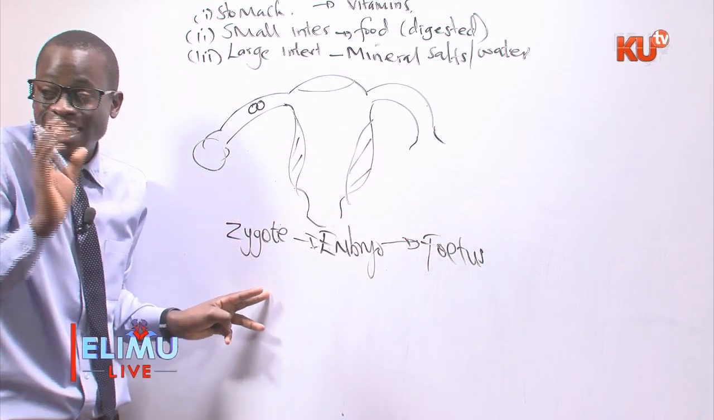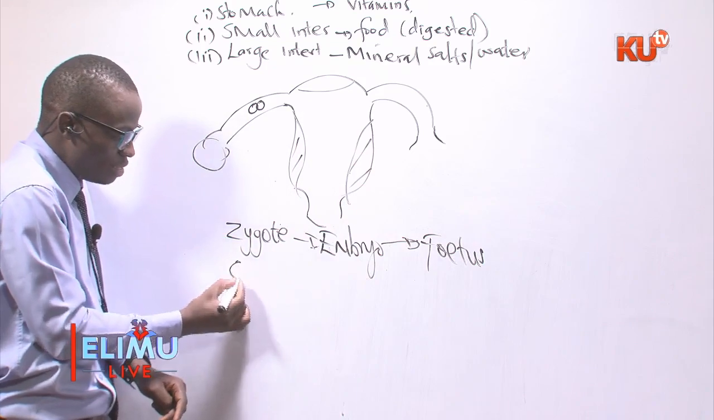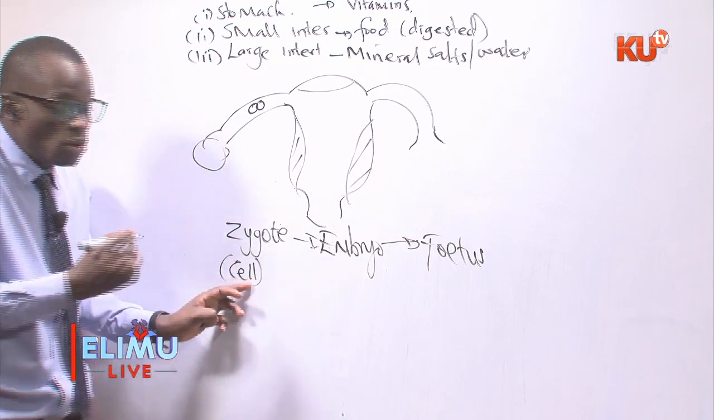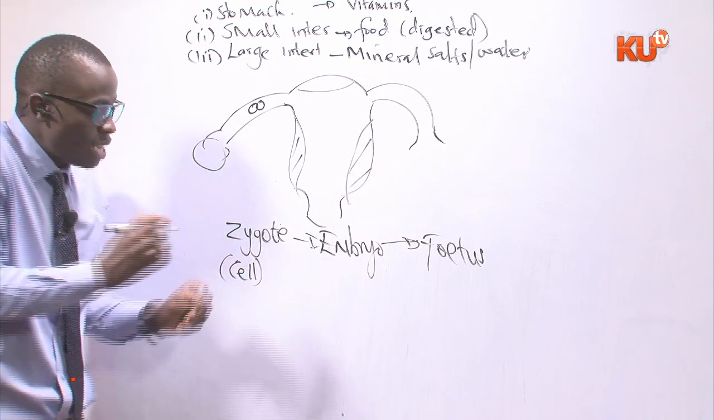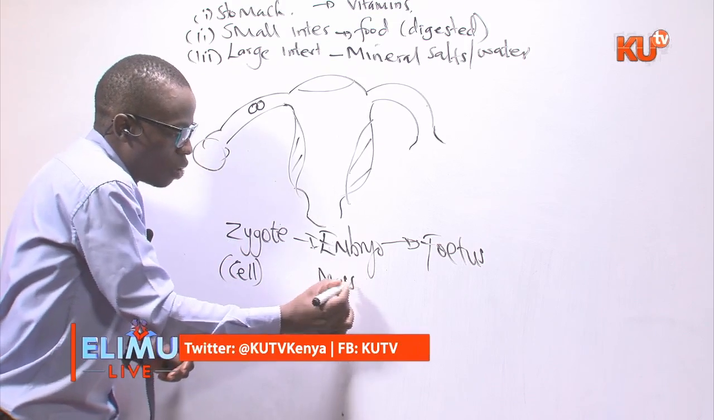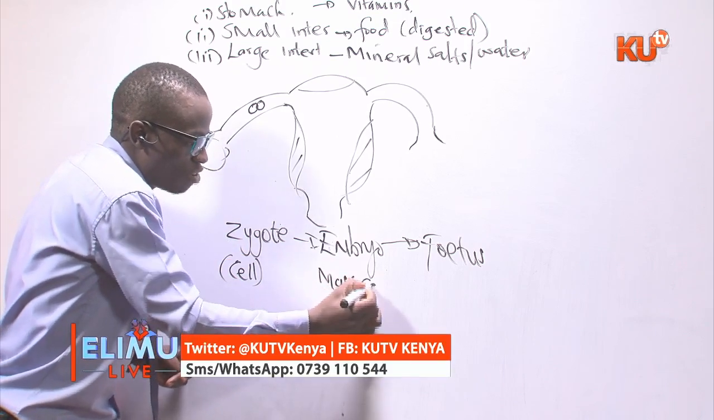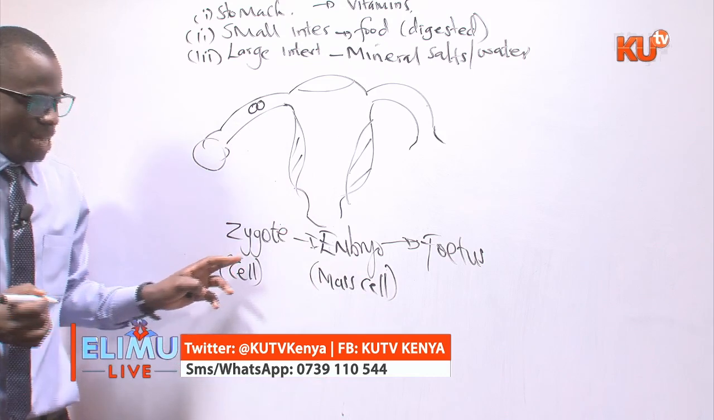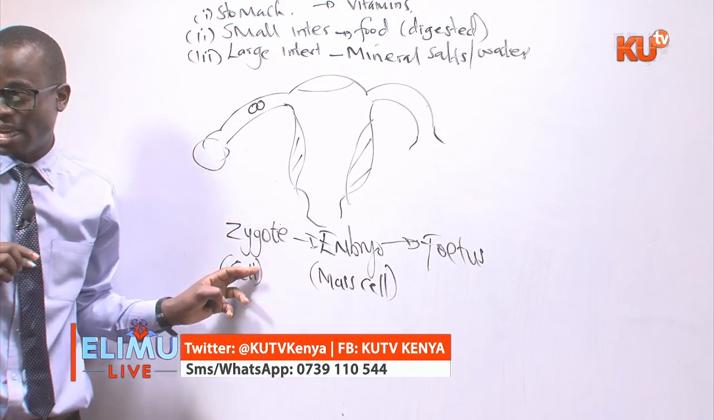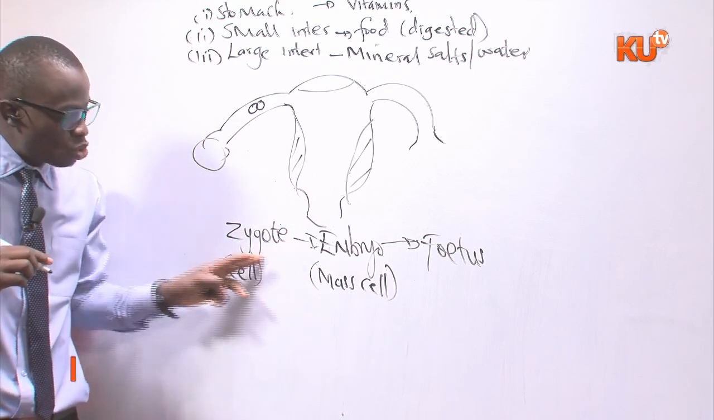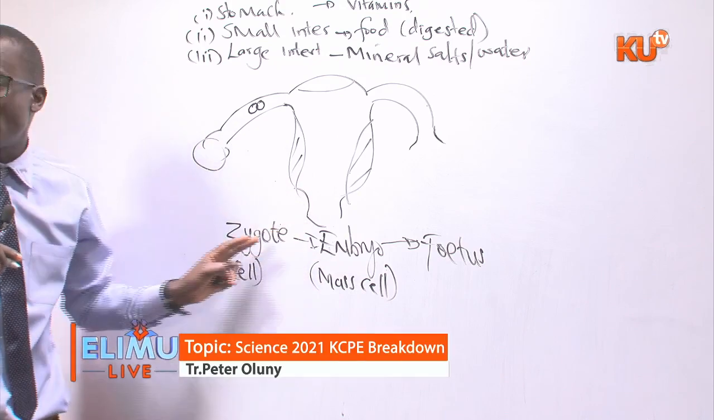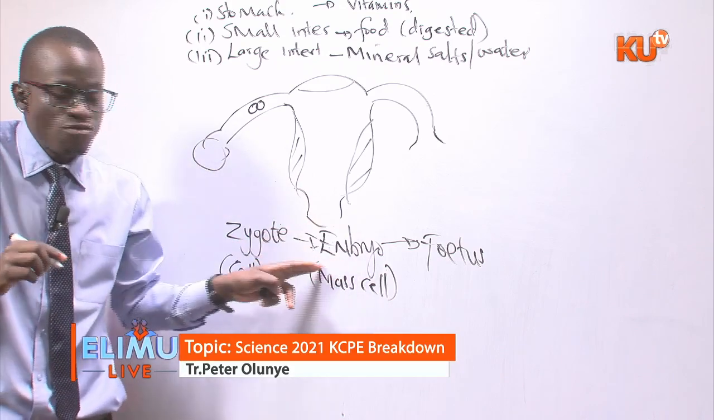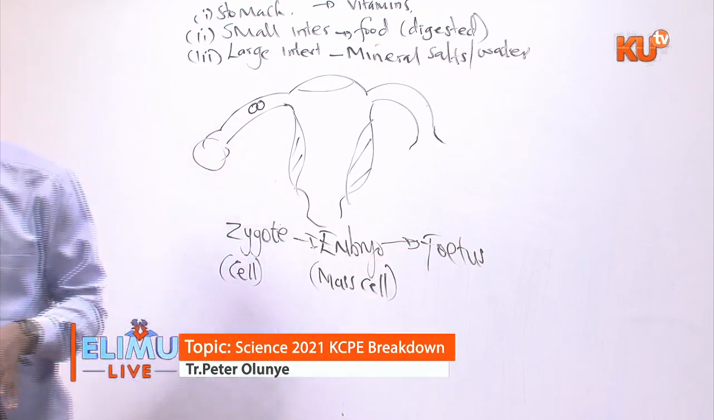Remember that zygote is only a cell. It's a single cell. It's not a mass of cells. So an embryo becomes a mass of cells, but a zygote is just a single unit cell. So when this zygote continues developing, it's going to form into an embryo. Then an embryo will form into the fetus. So let's go back to the question.